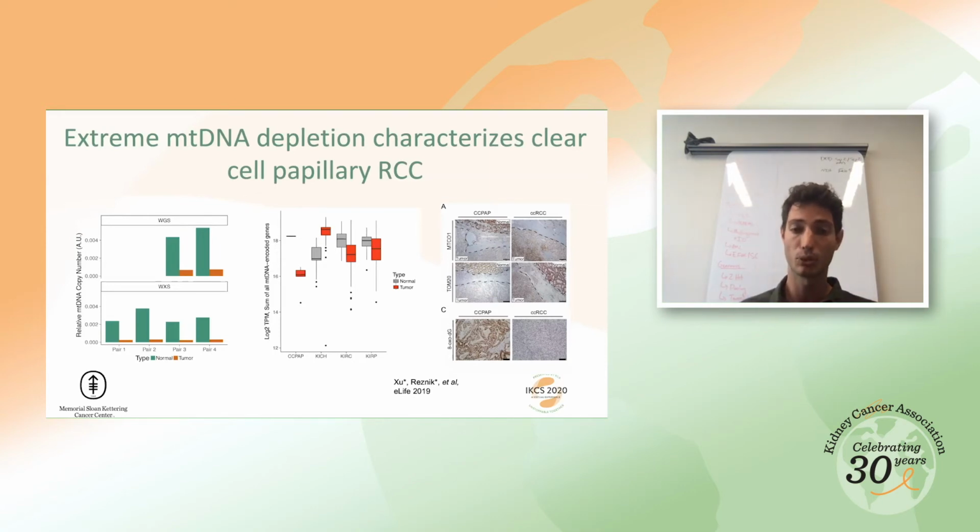That depletion translates to a drop in mtDNA encoded RNA, and it translates to protein levels. So if you do immunohistochemistry for mtDNA encoded proteins in clear cell papillary, you see a huge drop in protein expression that you don't see in ccRCC or in normal tissue. And the same is true just generically for mitochondrial mass. So the mitochondria in these tumors are highly disrupted.